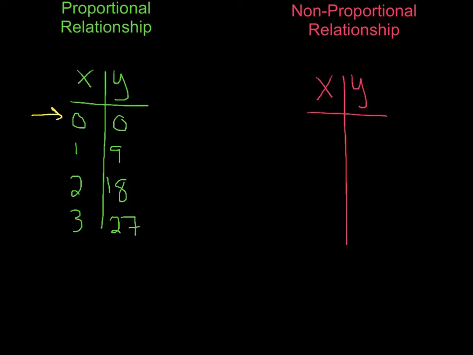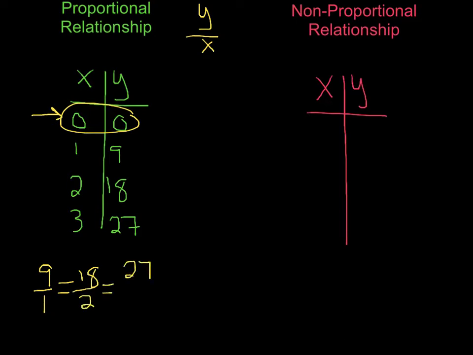And the other thing that you want to check is this y divided by x. Is it proportional? And you always do this not including the (0, 0). So let's look at 9 divided by 1. Does it equal 18 divided by 2? It does. And does that equal 27 divided by 3? And it does. So therefore it's proportional.